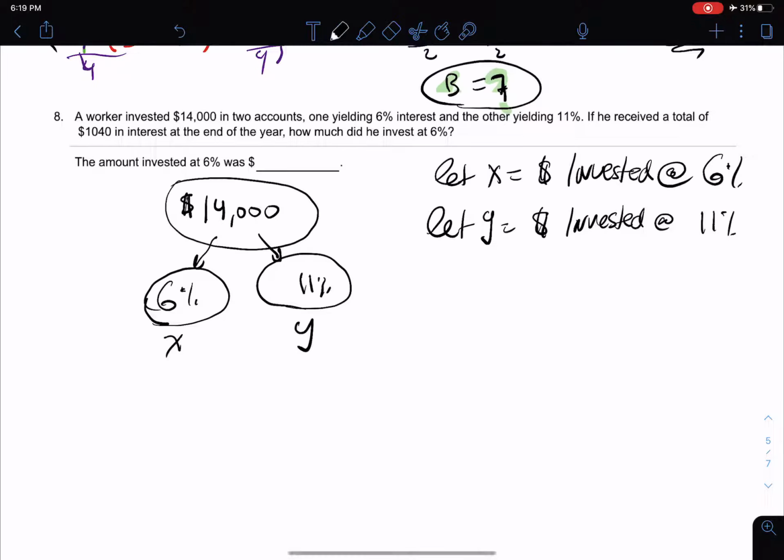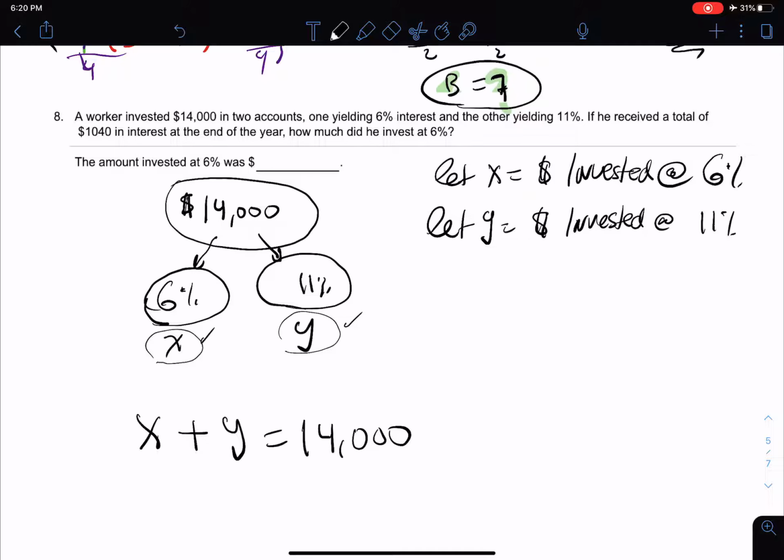The total dollars invested in this account is X, plus the total dollars invested in this account is Y, and our total dollars that we started with was 14,000. So the amount in this account plus the amount in this account has to be the total dollars we started with. So that's a pretty easy equation.